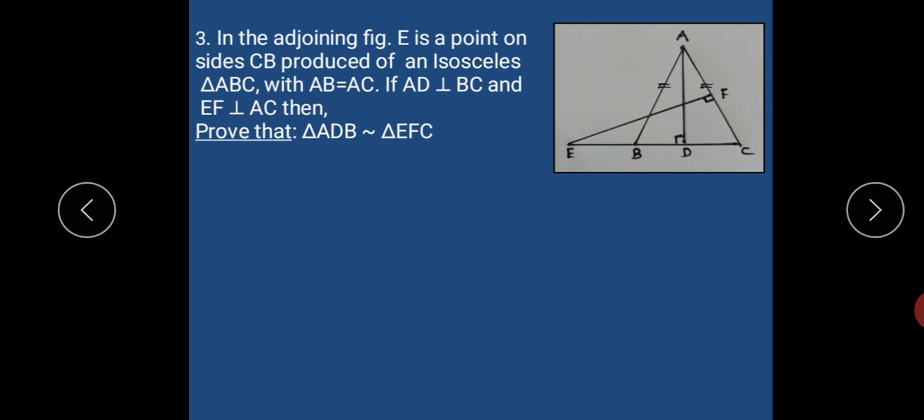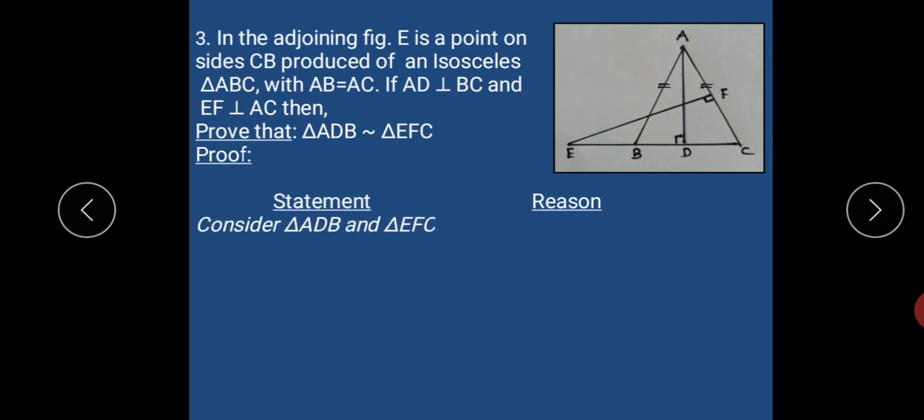Now when you say ADB and EFC, both are right angle triangles. So obviously, the first statement will be each is a right angle, that is ADB and EFC. Now here if you look at the triangle ABC, it is an isosceles triangle, and in isosceles triangles angles opposite to equal sides are equal.